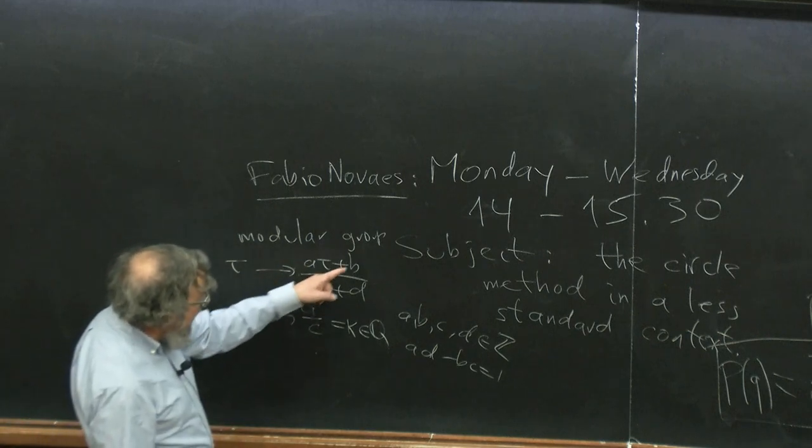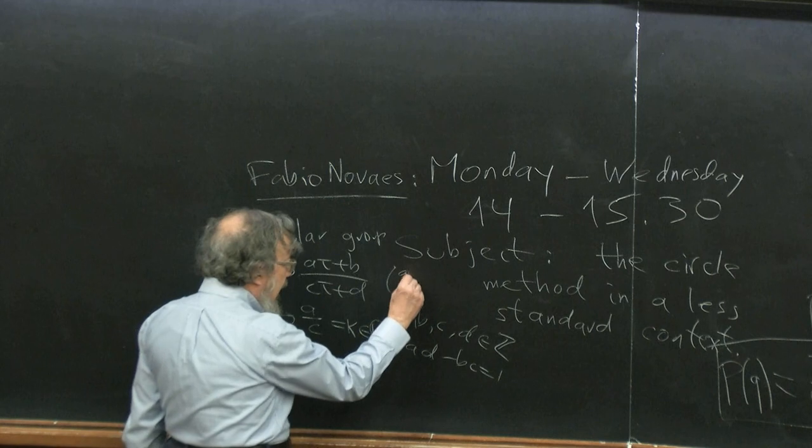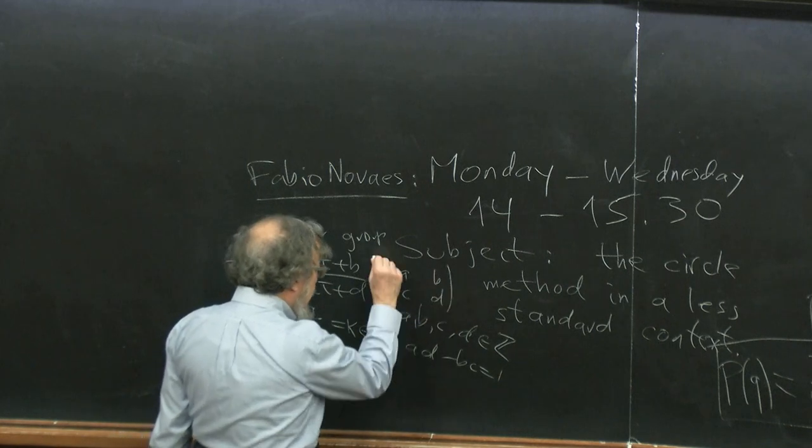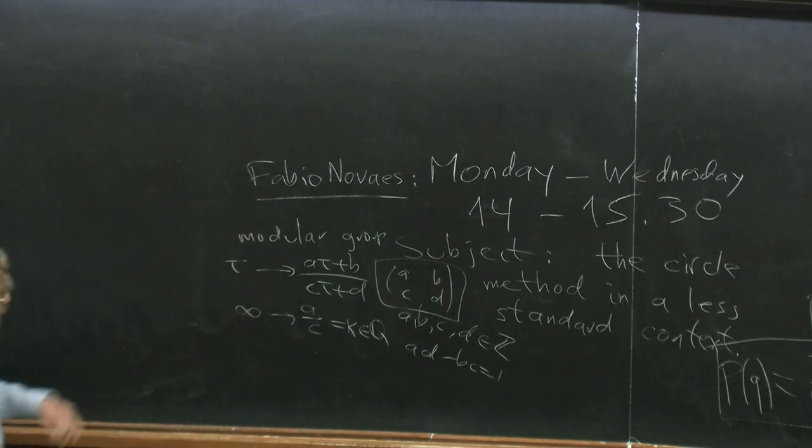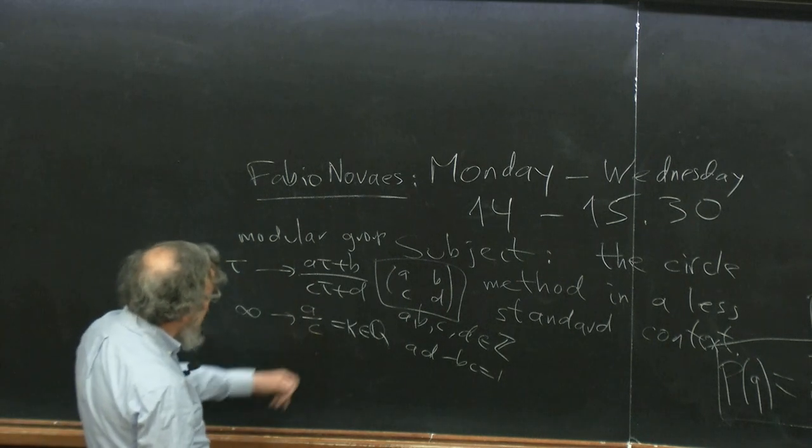And then if you have A and C, you can fill in this matrix, you can find a B and a D, not unique, making the determinant 1. And so you can move from tau equals infinity to any rational point.